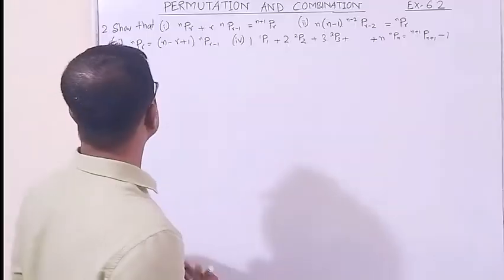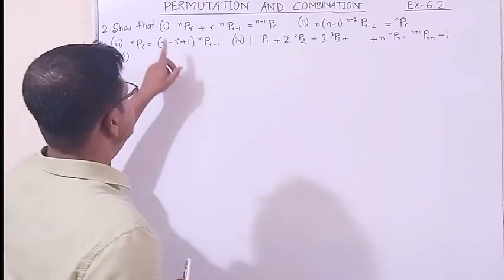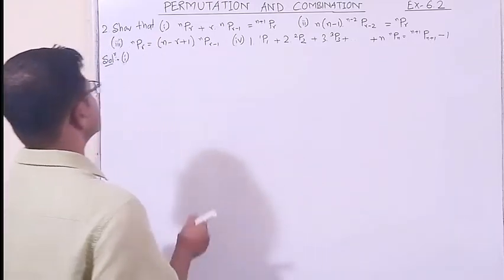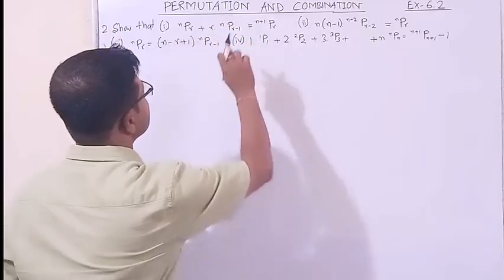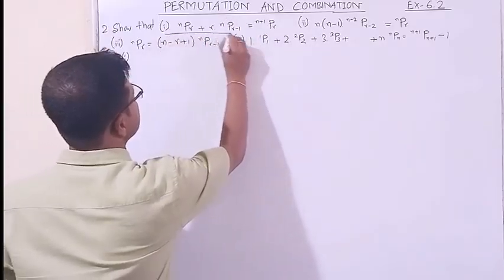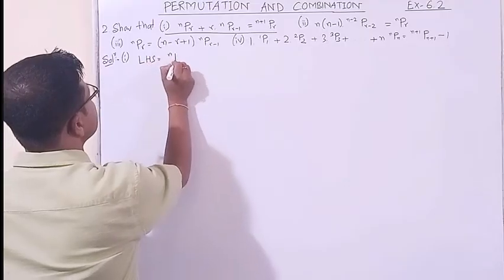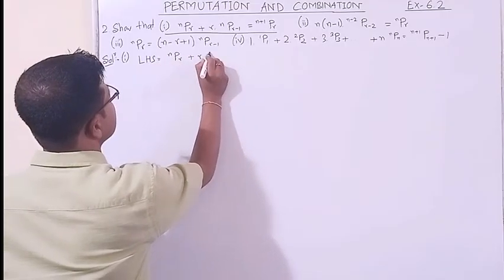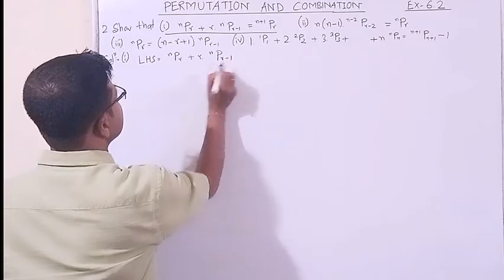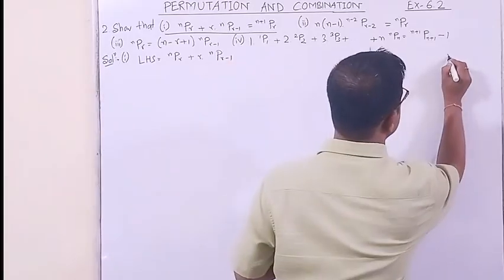Now let us discuss question number 2. Show that, there are 4 parts here. Let us start the first one. We shall take the left hand side. This is the sum. We shall use this formula in all the sums.